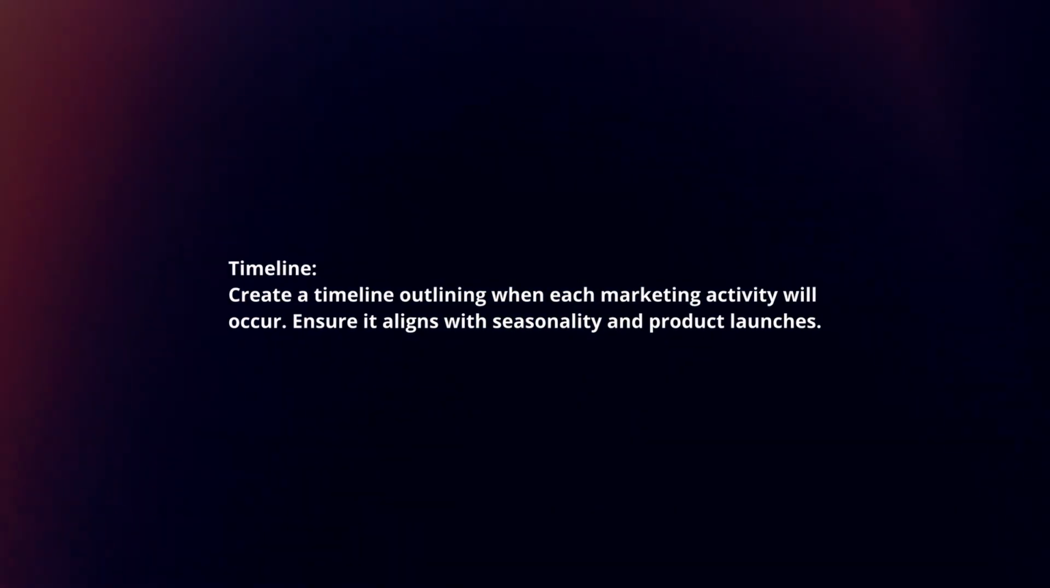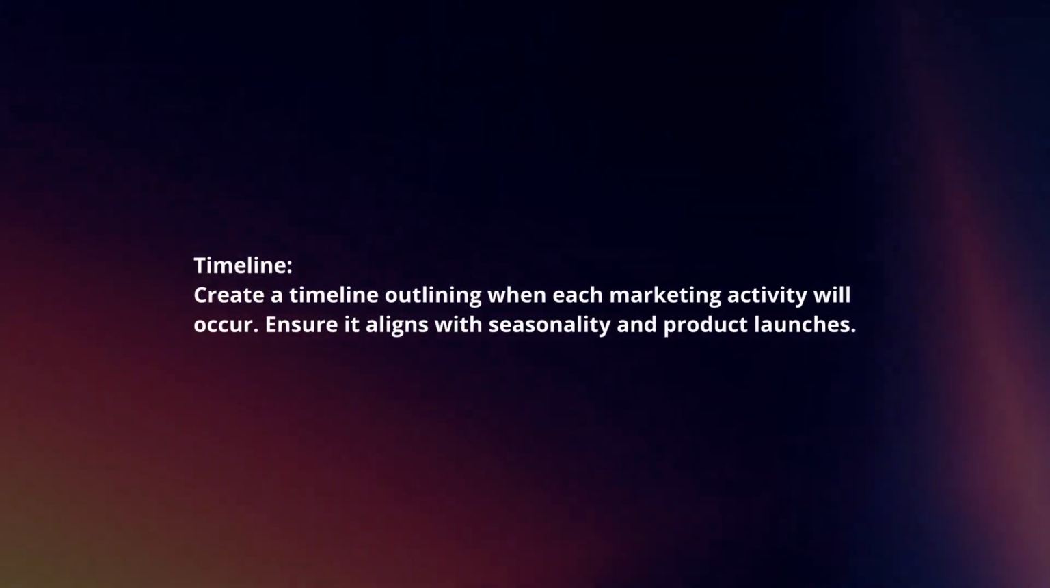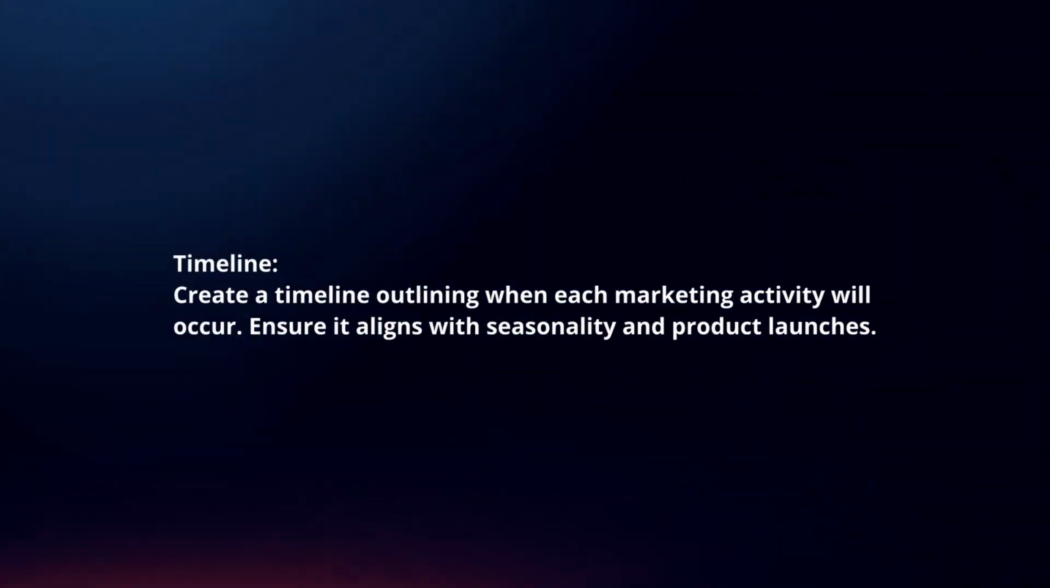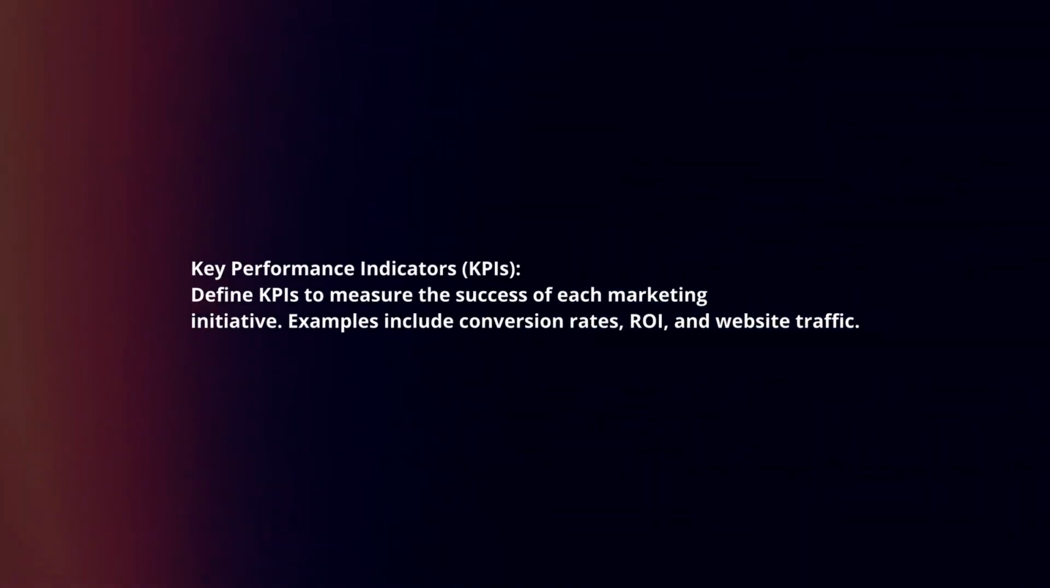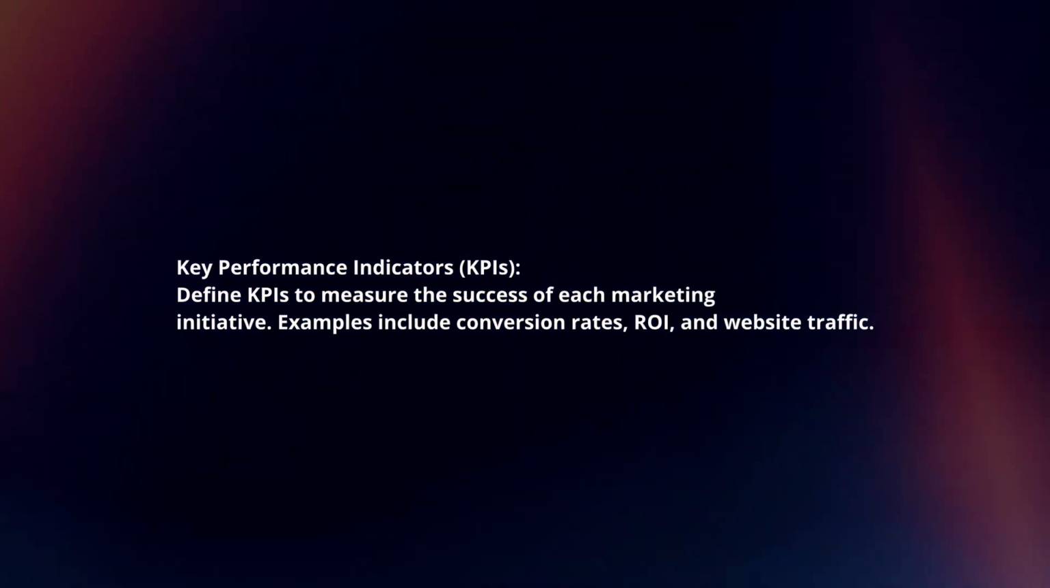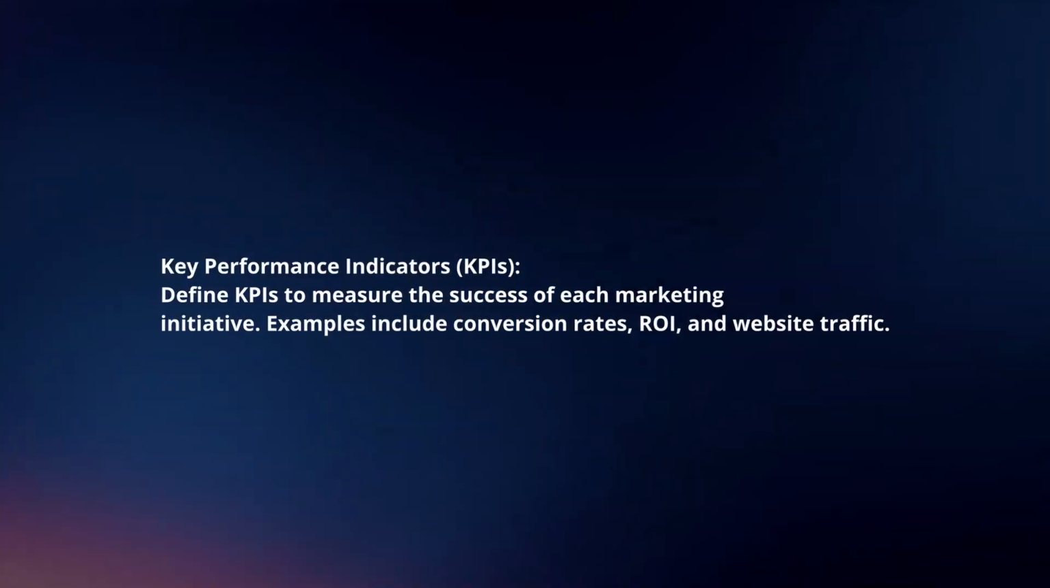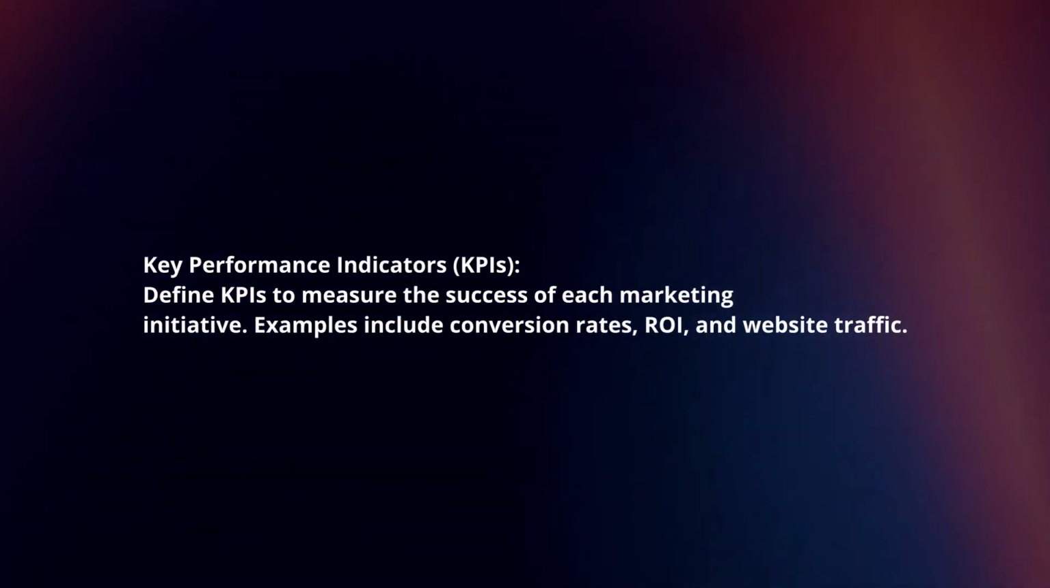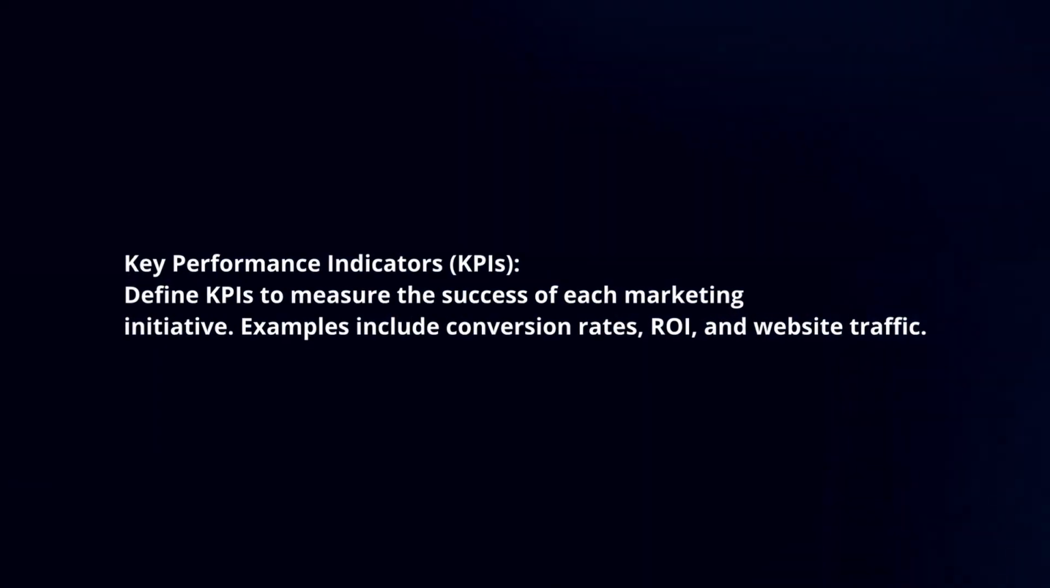Timeline. Create a timeline outlining when each marketing activity will occur. Ensure it aligns with seasonality and product launches. Key performance indicators. Define KPIs to measure the success of each marketing initiative. Examples include conversion rates, ROI, and website traffic.